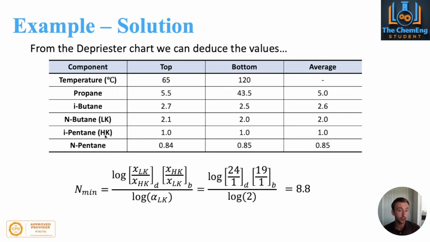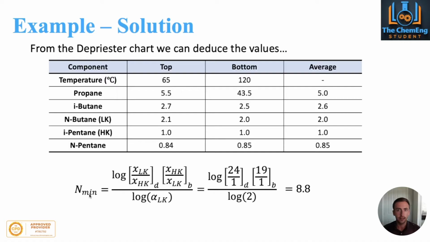And you might ask the question, well, why is that? Well, those are the components that feature in all three of the streams. They feature in the top, obviously the feed, and the bottom. So that's the selection criteria for your light and heavy keys. The light key is obviously the one that will go to the top of the column. The heavy key is the one that goes down to the bottom. So just keep that in mind.